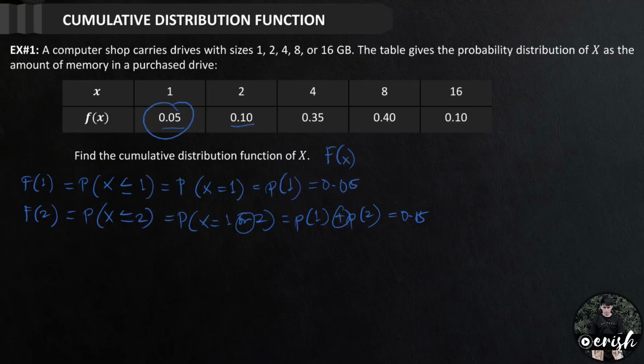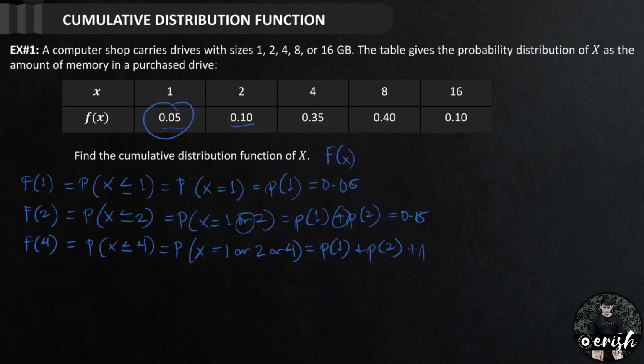For the next random variable value natin, F of 4, i-write natin as P of x less than or equal 4, and dahil less than or equal 4 na siya, it could be 1 or 2 or 4. So, this is P of x equals 1 or 2 or 4, and this is equal to, pag-addin natin yung tatlong probabilities ng random variable values na yan. So, probability of 1 plus probability of 2 plus probability of 4. And we have, pag-addin natin, 0.05 plus 0.10 plus 0.35 is equal to 0.5.